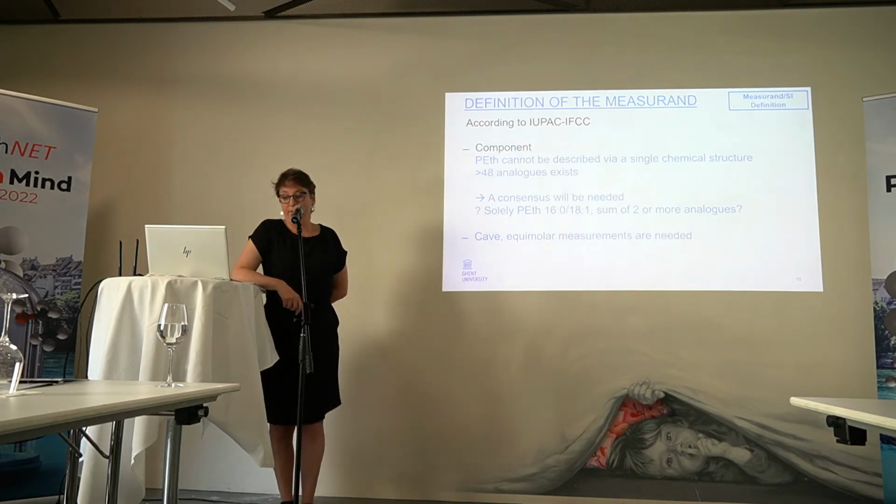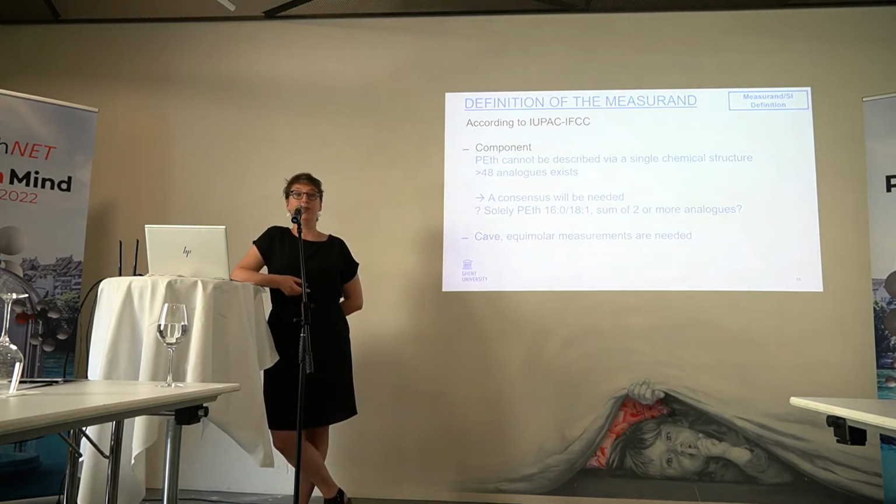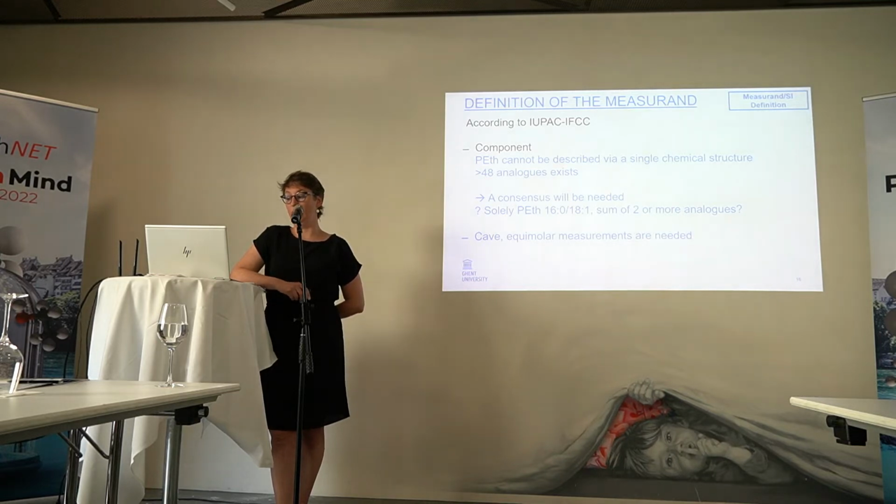The component. As we know, PET cannot be described via a single chemical structure. There are over 48 analogues that exist. So we will need to decide what we will measure. Will we measure solely 16:0/18:1? Will we sum two or more analogues? If we go for the sum, we should all get rid of the nanogram per milliliter. We can only use micromole per liter, because otherwise you cannot sum up.